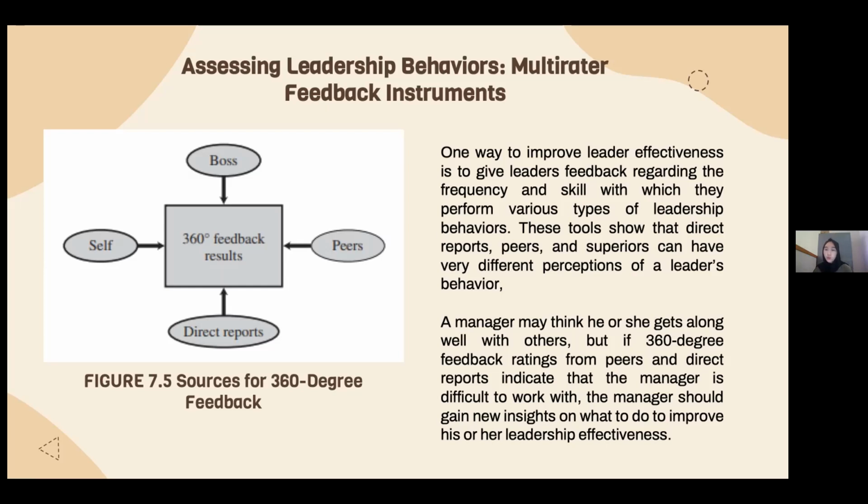These tools show that direct reports, peers, and superiors can have very different perceptions of a leader's behavior. A manager may think he or she gets along well with others, but if 360-degree feedback ratings from peers and direct reports indicate that the manager is difficult to work with, the manager should gain new insight on what to do to improve his or her leadership effectiveness.